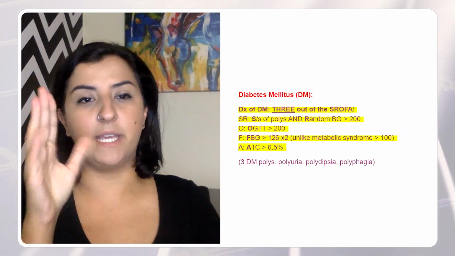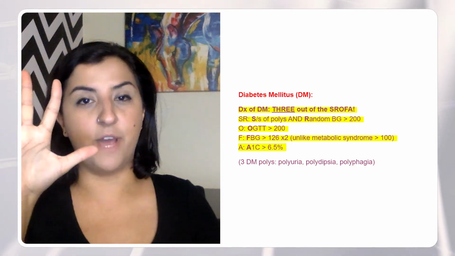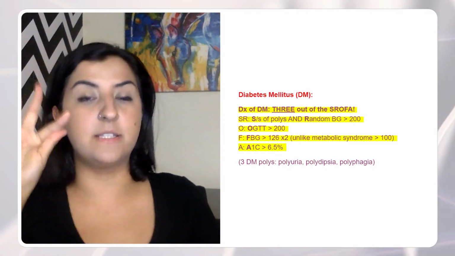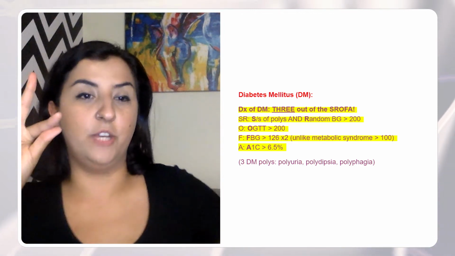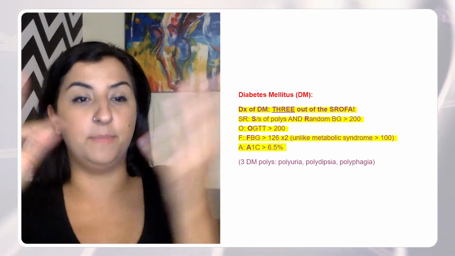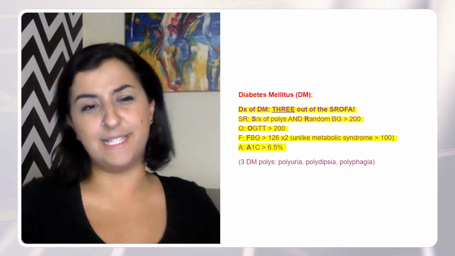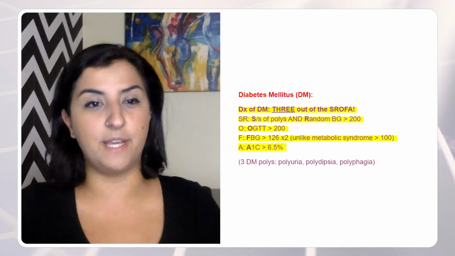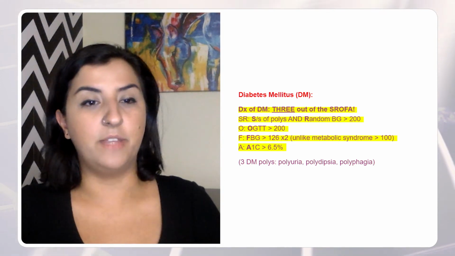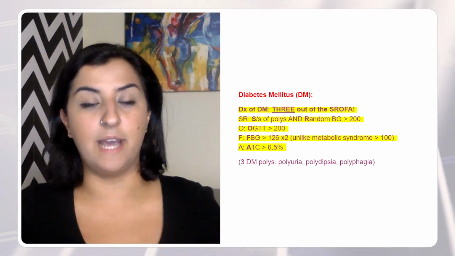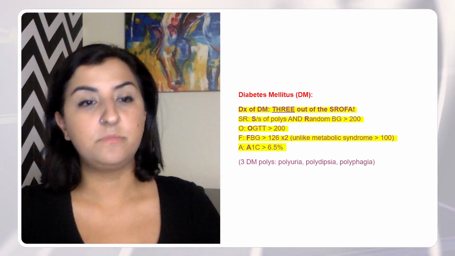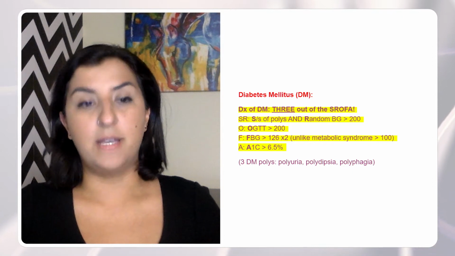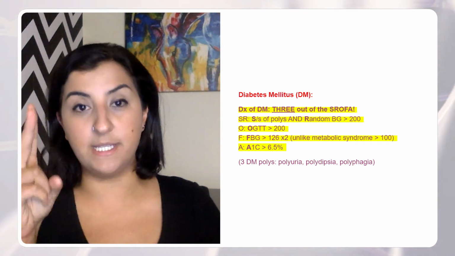So remember I was saying SROFA is 5 things. That's right, but the first 2 have to exist together in order for them to be counted as one of the 3. It's a little confusing, I guess, but that's how the diagnosis of diabetes is. And then the O is for your OGTT. It has to be over 200. And then the F is for your fasting. So FBG has to be over 126 twice.